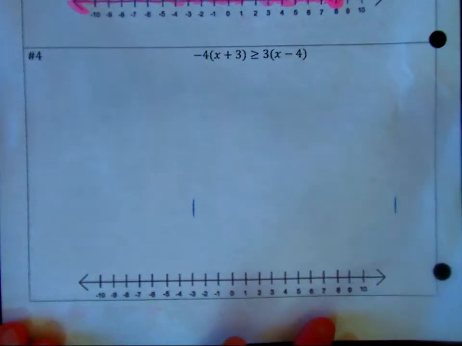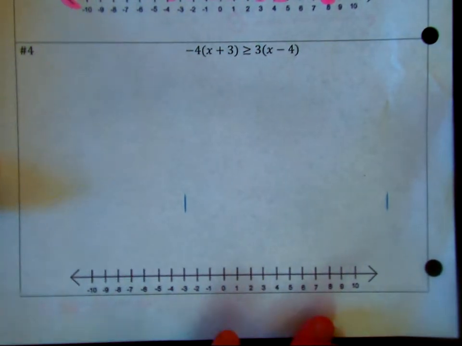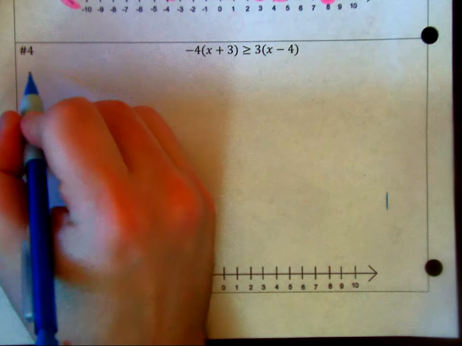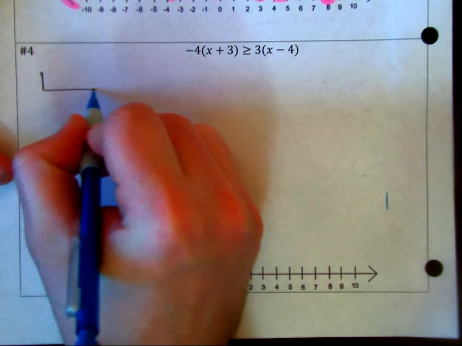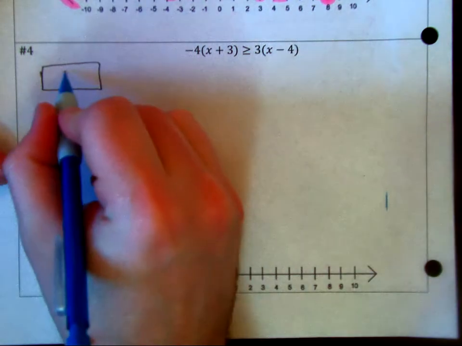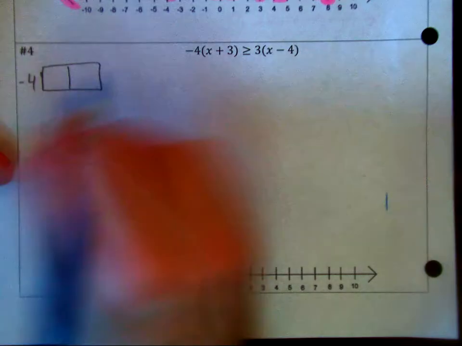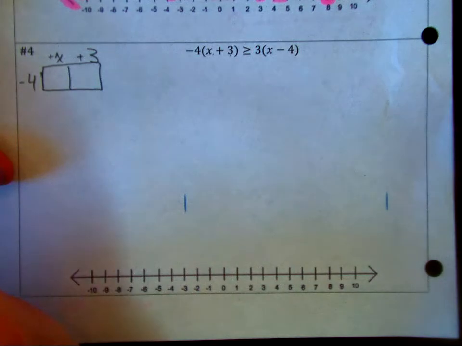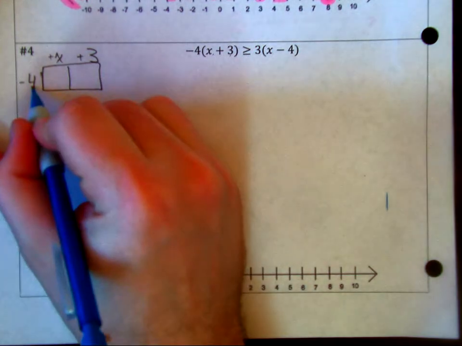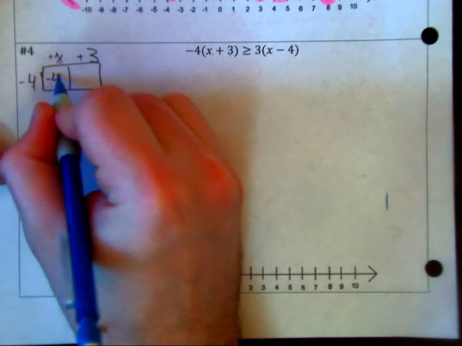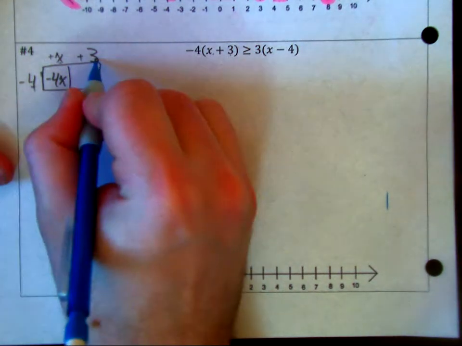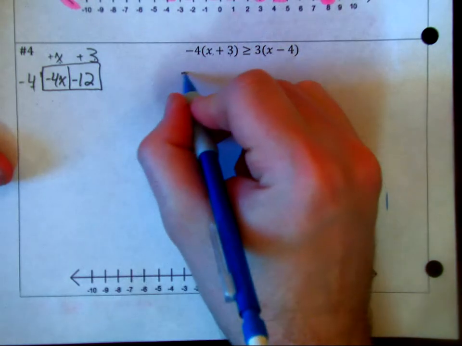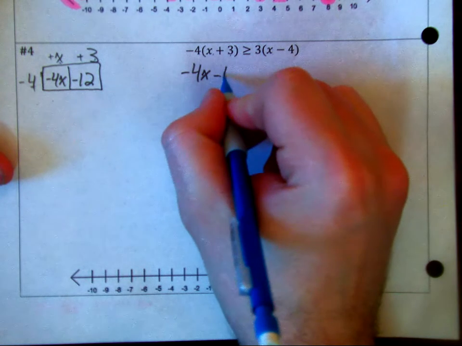Anytime you see parentheses, make sure you're doing that distributive property. And so we're going to have our distributive property on the side. I draw the box, and on the outside is -4. On the inside, I have a positive x and a positive 3. So -4 times x is -4x. -4 times positive 3 is -12. Again, write that underneath, and so I have -4x minus 12.